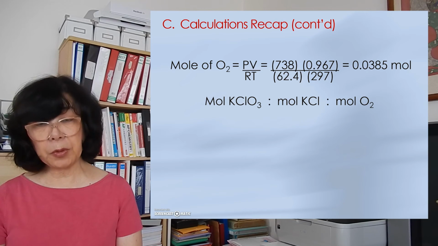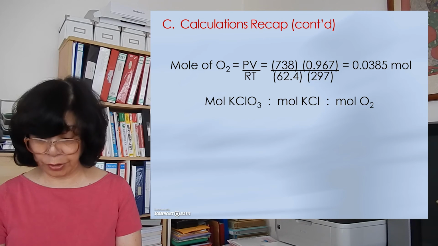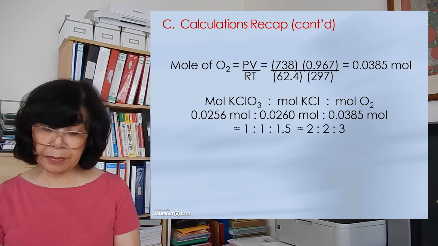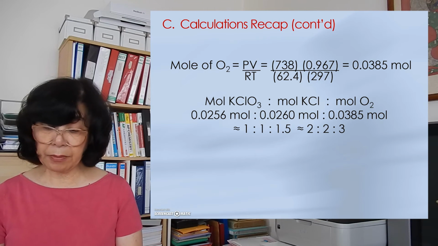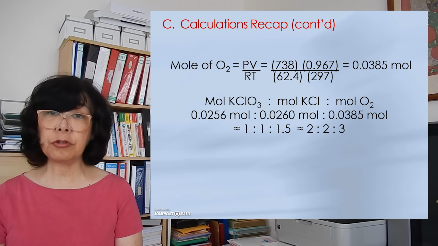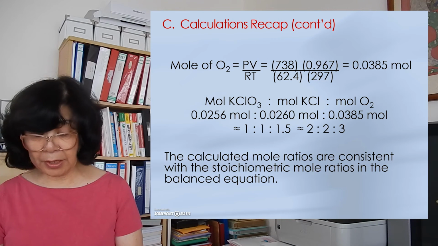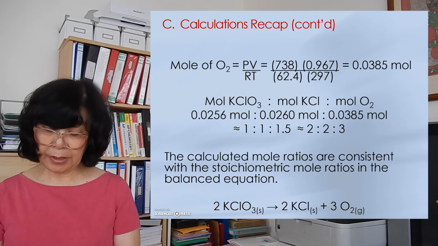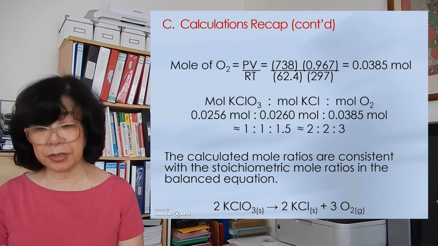Now we look at the mole ratio between potassium chlorate, potassium chloride, and oxygen from our calculated numbers. We divide them by the smallest number to get whole number ratios and multiply that by an integer of 2. Now we have a mole ratio of 2 to 2 to 3. Because the calculated mole ratios are consistent with the stoichiometric mole ratio in the balanced equation, we have verified the law of mass conservation.